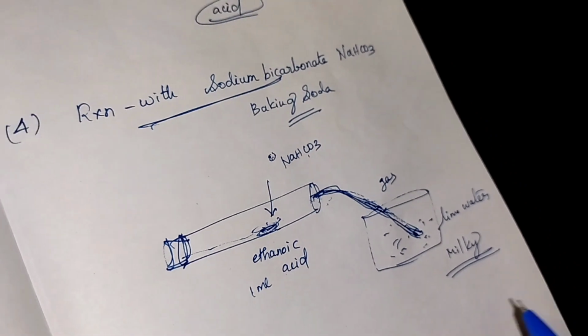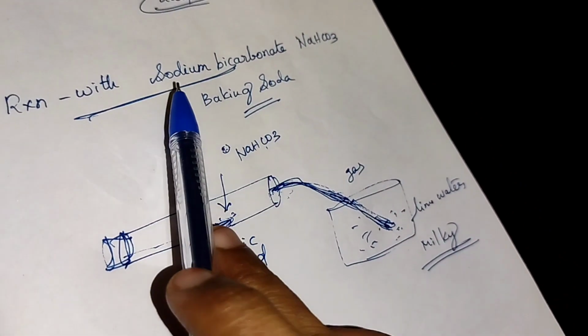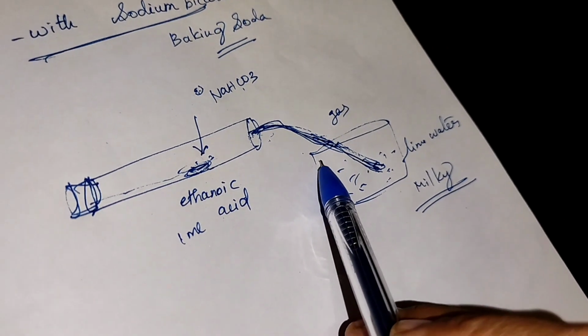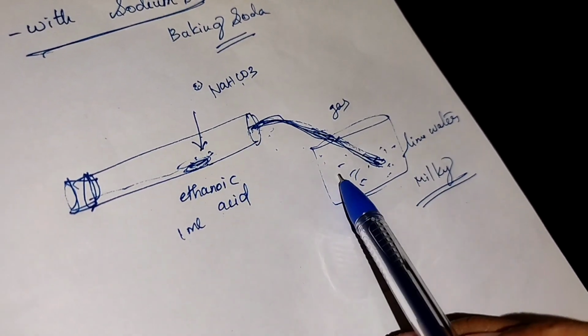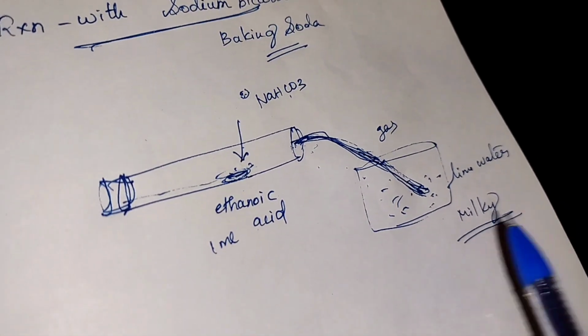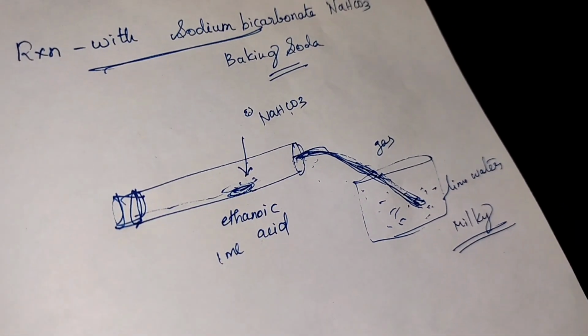So this is the fourth reaction. When the ethanoic acid is reacting with sodium bicarbonate, it produces gas. What gas? Carbon dioxide gas. And when that gas is passed through lime water, it will turn it milky. Okay, so these are all the 4 reactions.